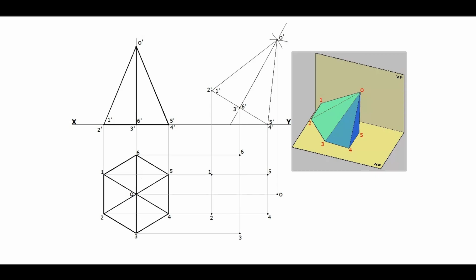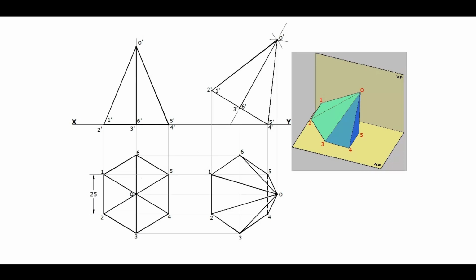Base edges, 1 to 2, 2 to 3, 3 to 4, 6 to 1, and 5 to 6, are visible. Base edge 4 to 5, the edge on which the object rests, is invisible. Join all the base corners to the apex point O. Darken the edges of elevation also.